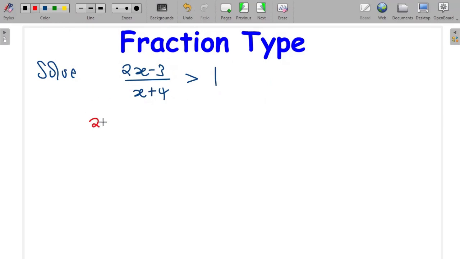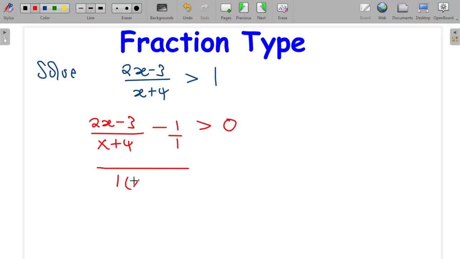So this will be 2x minus 3 divided by x plus 4 minus 1 greater than 0. So divide by 1 there. Okay, and then I say the common denominator there will be 1 multiplied by x plus 4. X plus 4 there, it will just be 1 multiplied by that. I get 2x minus 3. And then this here will be minus 1. Then 1 into that, it will be x plus 4, like that. Okay, and then this here will just be greater than 0.